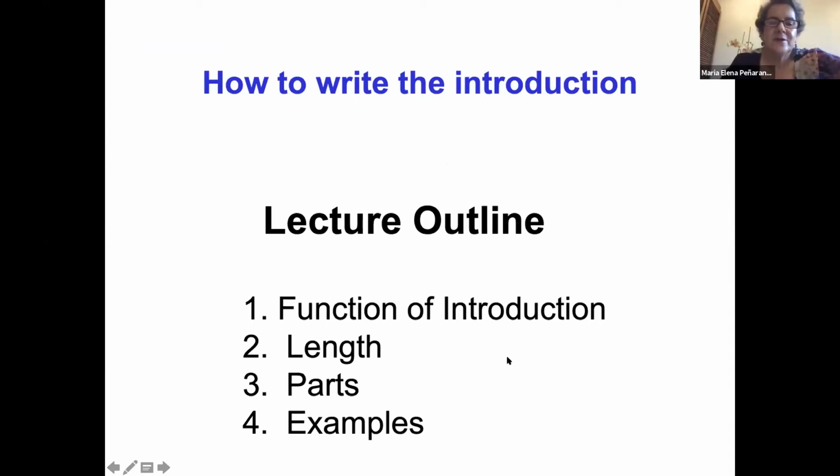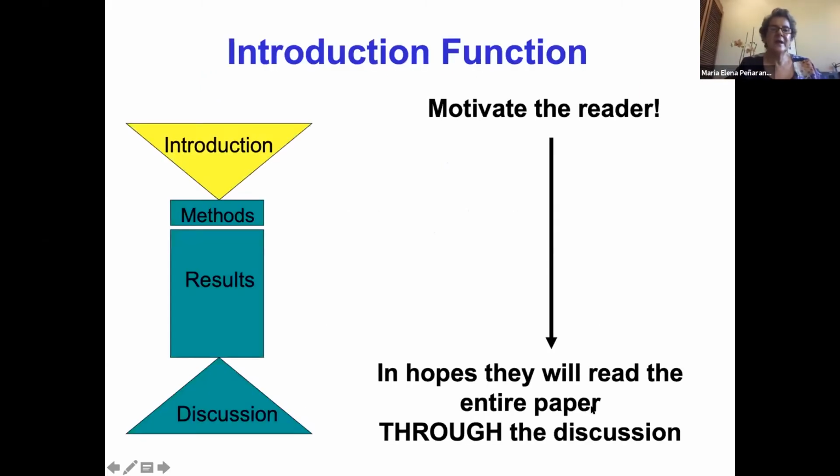How to write the introduction. The lecture outline for this particular lecture: function of the introduction, length, the parts, and some examples of the introduction.